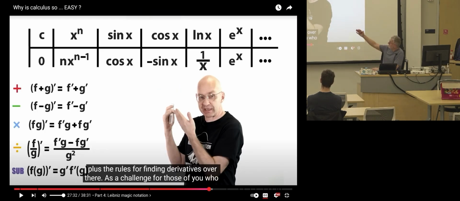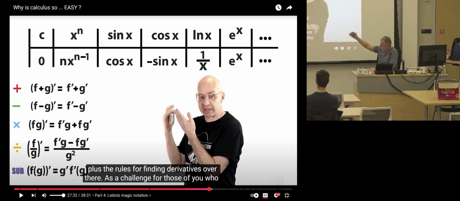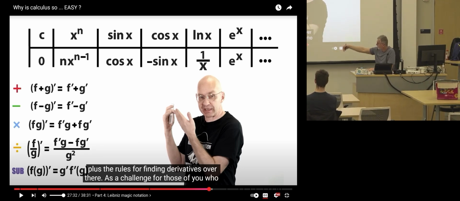Okay, so then there's the sum rule, difference is the same thing, the product rule, the ratio rule, and then hidden underneath the captions is the chain rule.